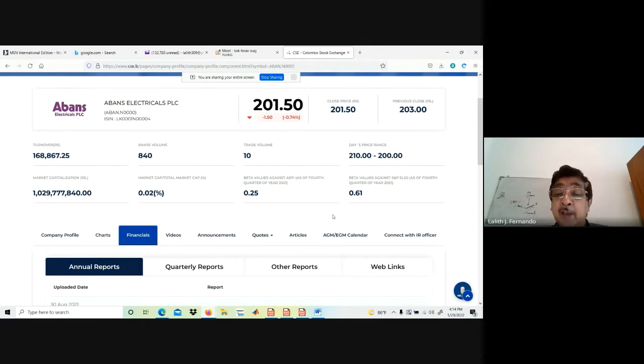And if you need to get some articles, there can be some articles given, so you can read those articles as well. I'm just showing you the types of information you can gather from this type of website.